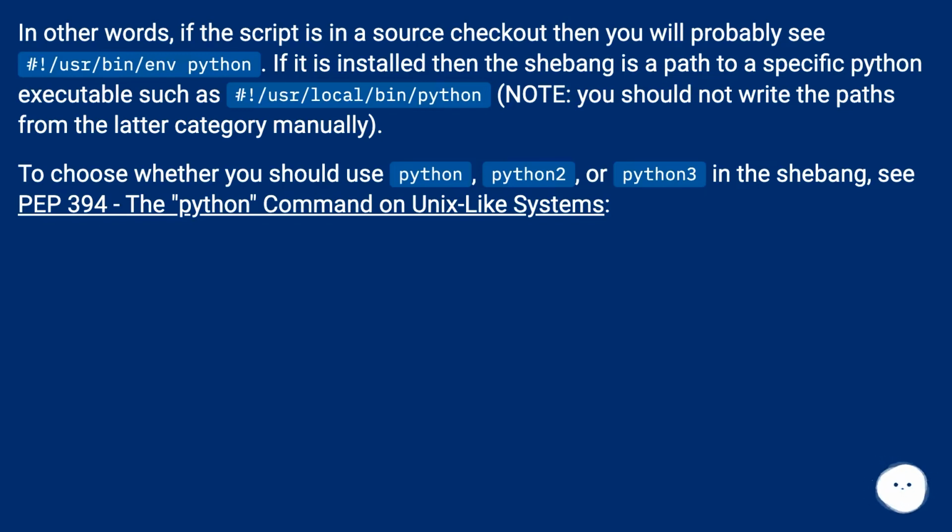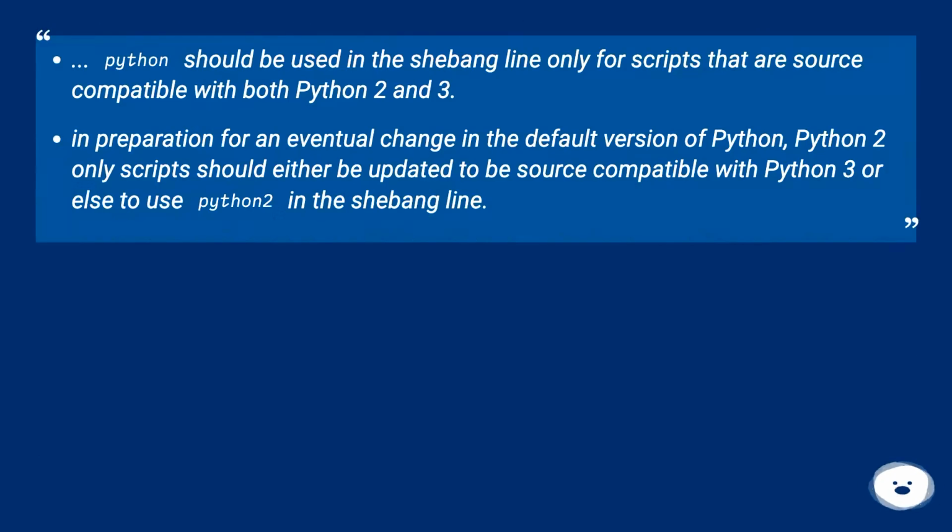To choose whether you should use python, python2, or python3 in the shebang, see PEP 394, the "python" command on Unix-like systems. python should be used in the shebang line only for scripts that are source compatible with both Python 2 and 3. In preparation for an eventual change in the default version of Python, Python 2 only scripts should either be updated to be source compatible with Python 3 or else to use python2 in the shebang line.